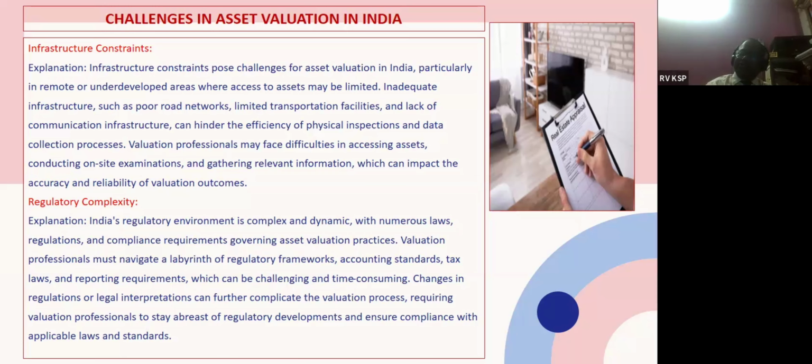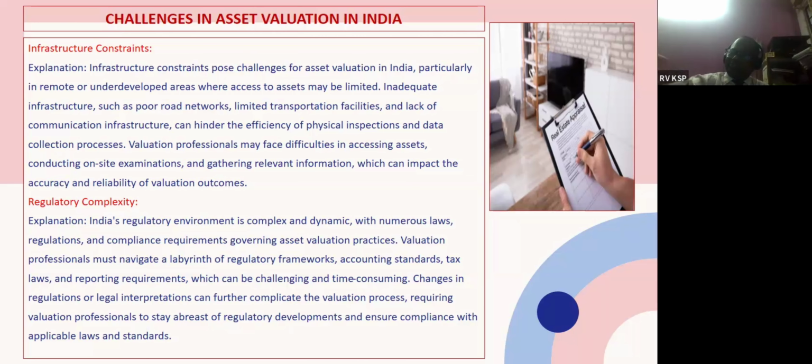Which can be challenging and time consuming. If you follow the regulation, we'll have to do according to the regulation. Changes in regulation and legal interpretations can further complicate the valuation process. If they are doing wrongly, it can be interpreted in a different way, requiring valuers to stay abreast of regulatory developments. You should see what is the development. You should interact with the institutions, and you'll have to interact with different people, and you should read the newspaper daily. What is the rate they have given? What is the regulation they have given? What is the SRO today? The new rule has come for registration. What is the percentage of registration? And ensure compliance with the applicable laws and standards. Yes, you should know.